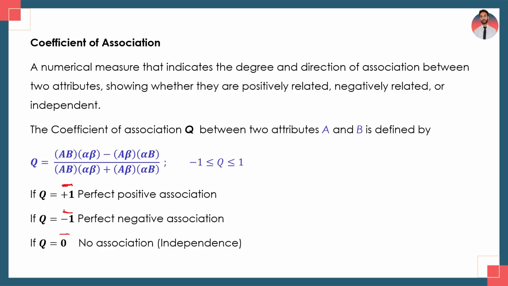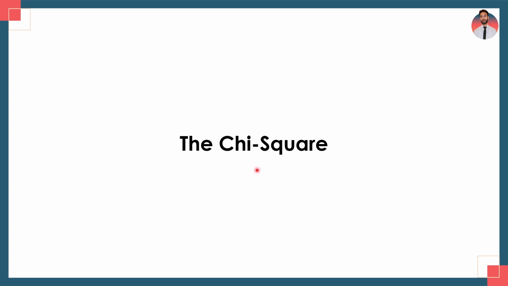तो association को measure करने के लिए आपने Q को use करना है if we have a 2 by 2 contingency table. So this is the specific formula for coefficient of association. Now the third topic is the chi-square.